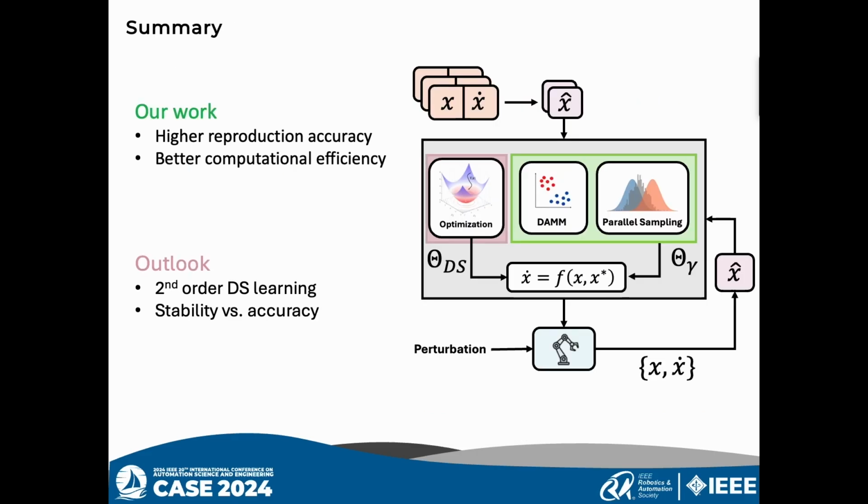To summarize, we see the use of our work can improve the reproduction accuracy and the computational efficiency in the LPV-DS framework, but we also see the potential it has in applications beyond LPV-DS in other domains as well. As the outlook for the future, we'd like to further explore second-order DS learning to alleviate the stability versus accuracy dilemma.